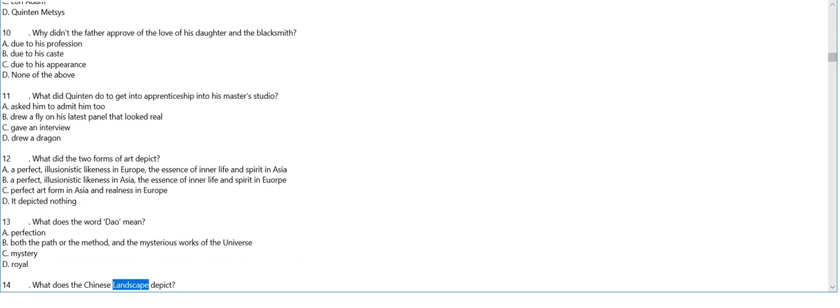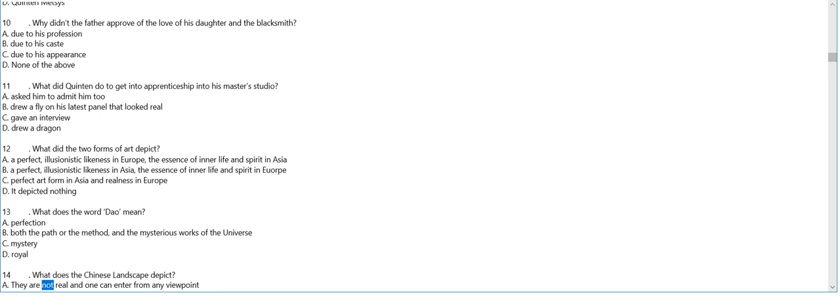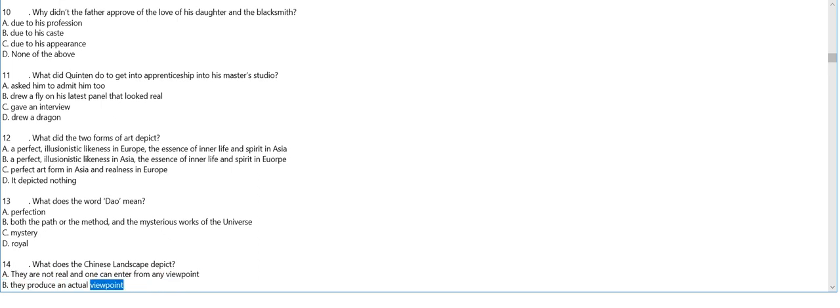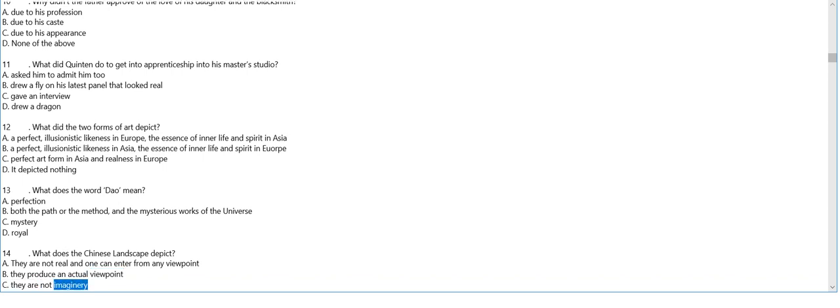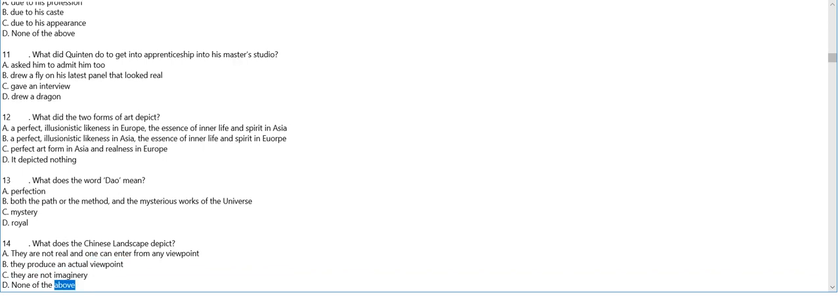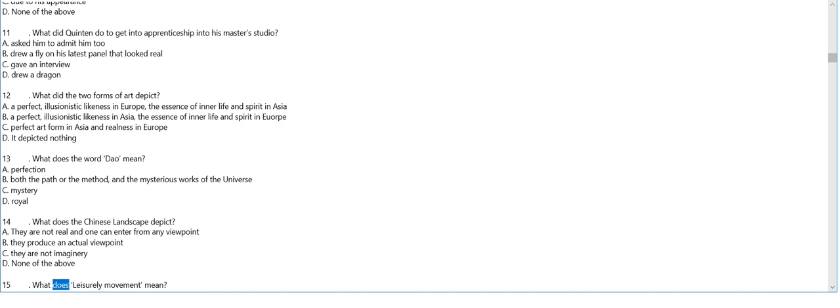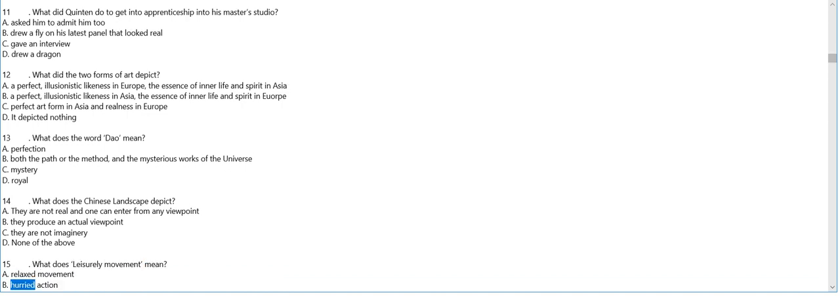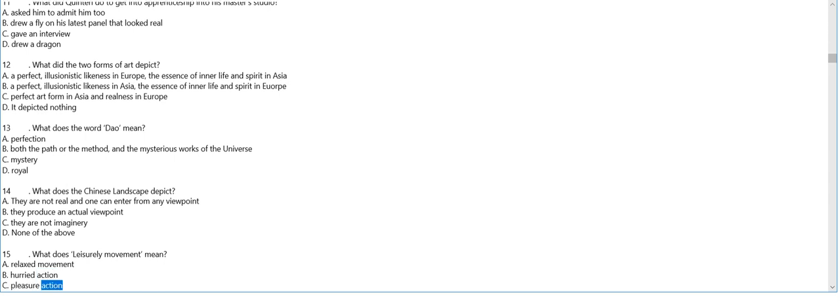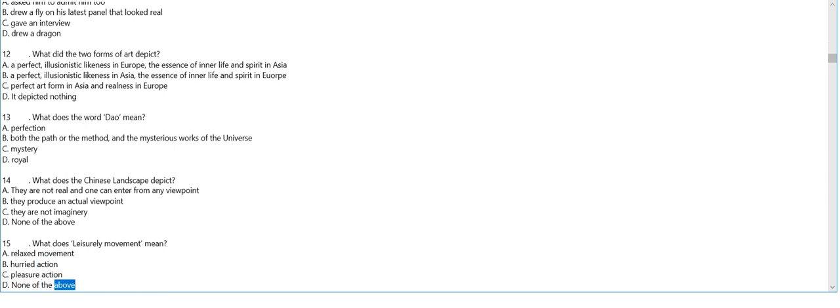14. What does the Chinese landscape depict? A. They are not real and one can enter from any viewpoint. B. They produce an actual viewpoint. C. They are not imaginary. D. None of the above. 15. What does leisurely movement mean? A. Relaxed movement. B. Hurried action. C. Pleasure action. D. None of the above.